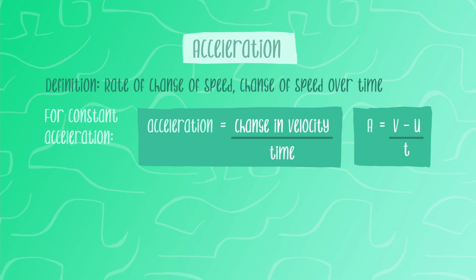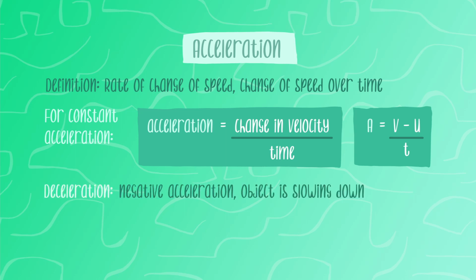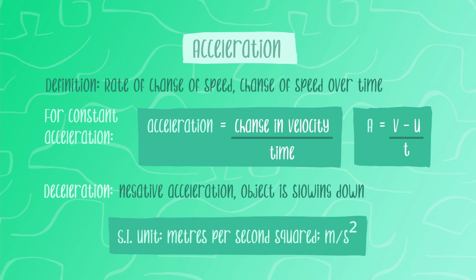Now, what about when an object is slowing down? That is known as deceleration, which is basically negative acceleration. So if you were to look at it as a value, let's say if the acceleration of a car was 5 meters per second square, the deceleration, if it was decelerating at the same rate, would have been minus 5 meters per second square. Now, meters per second square. Where did I get this from?